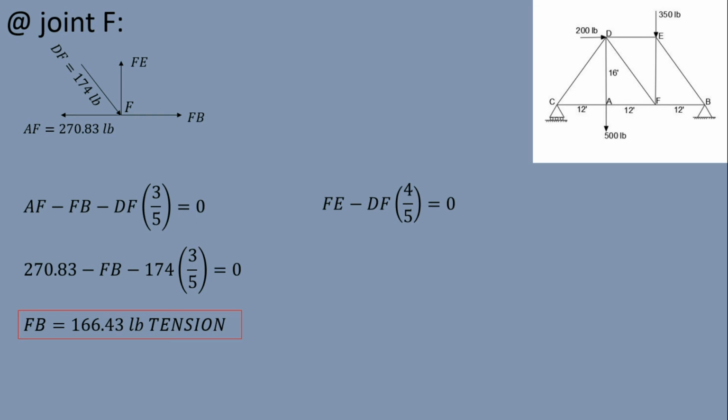So, FE minus DF para naman sa FE, summation ng Y natin. DF times 4 over 5 is equal to 0. So, FE minus 174 times 4 over 5 must be 0. So, we have FE na 139.2 pound na tension. So, tama yung assumption natin na tension yung FE.